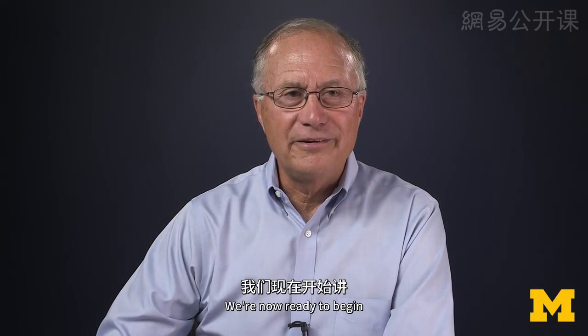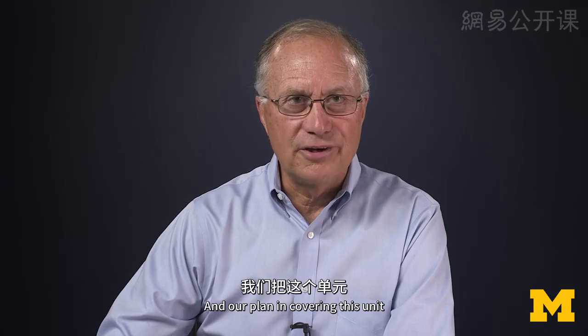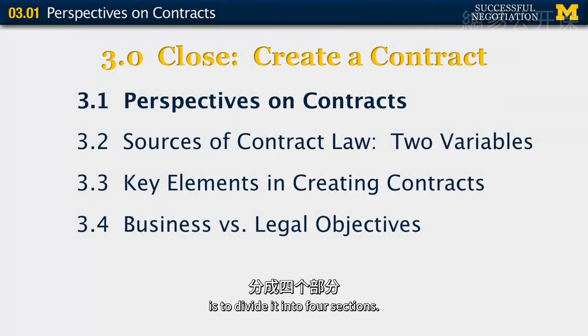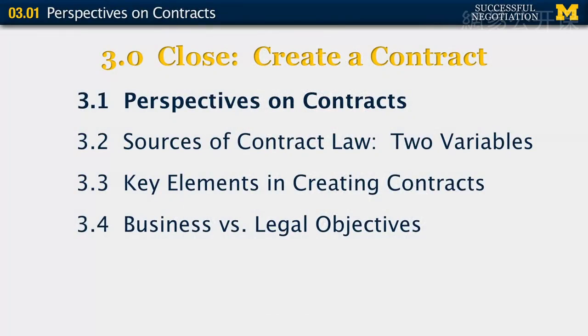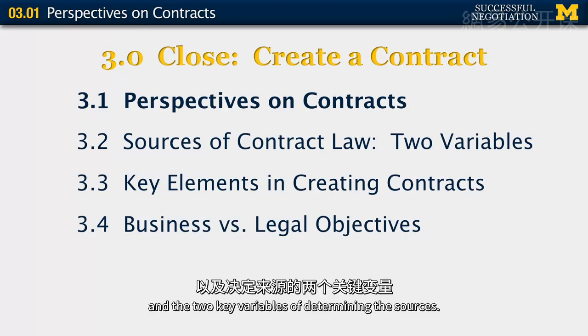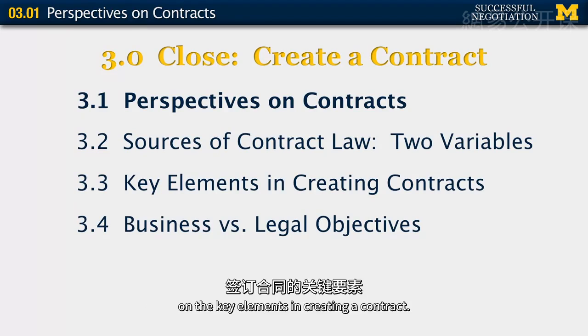We're now ready to begin Unit 3 on closing the deal and creating a contract. And our plan in covering this unit is to divide it into 4 sections. First of all, we're going to talk about perspectives on contracts, general perspectives. We're going to take a quick look at the sources of contract law and the 2 key variables in determining the sources.